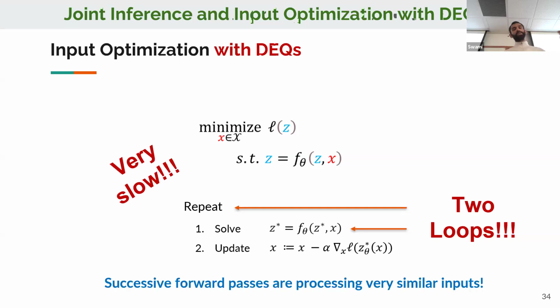And this goes back to the earlier point we were trying to make, which is that the fixed point iterations are probably somewhat redundant, given that the inputs X across these optimization iterations are fairly similar. And you might want to reuse some of the computation across the outer iterations in order to use the computation more efficiently.